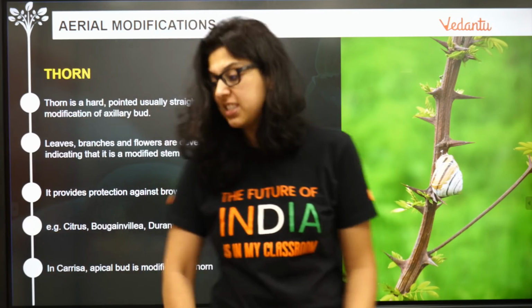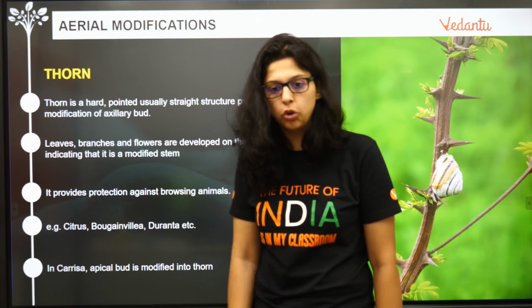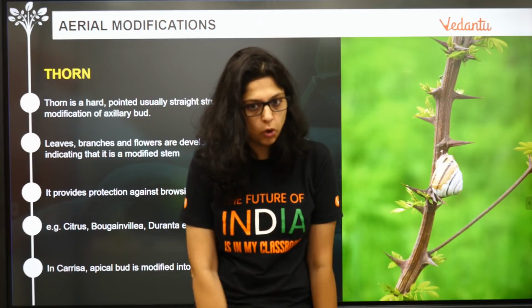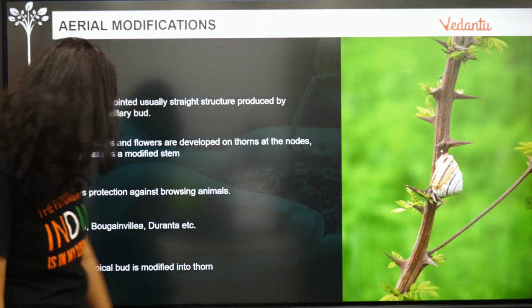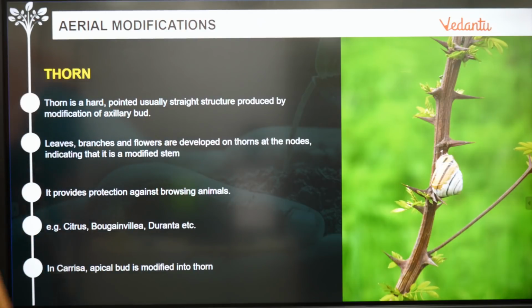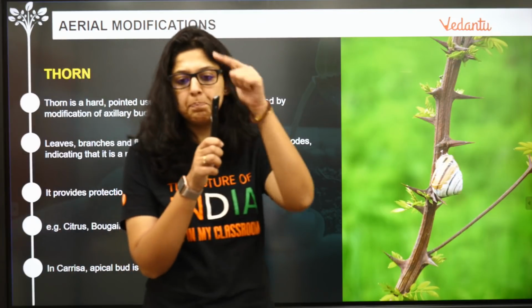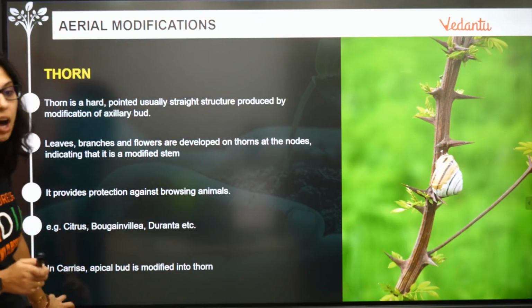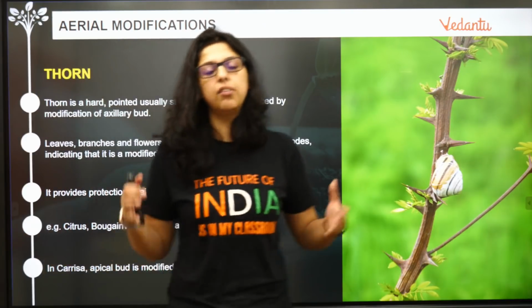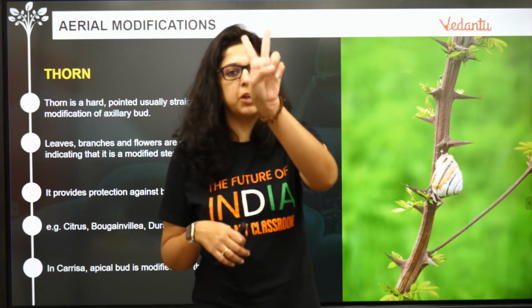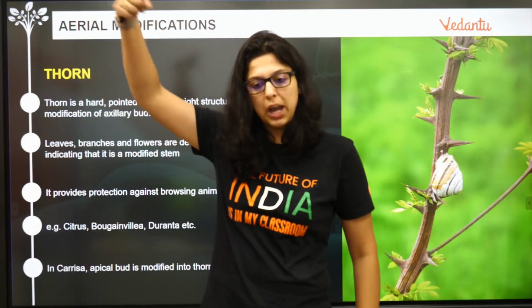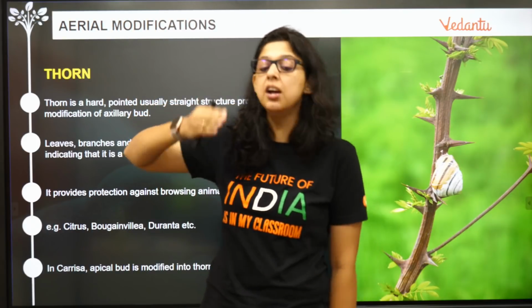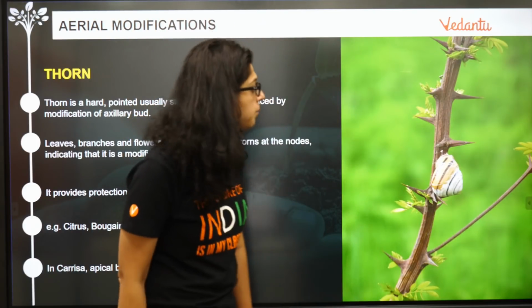Lemon, citrus, has thorns, Bougainvillea has thorns, and Duranta has thorns. Right, everybody? In Carissa, the apical bud is modified into a thorn. It is an AIIMS question. A thorn will form at the tip. That happens in a plant called Carissa. Carissa, very important. So we saw two modifications of the axillary bud. Sometimes to help in climbing, it will form a tendril. Sometimes it's going to form a thorn.